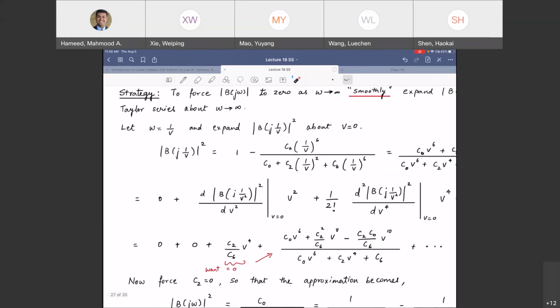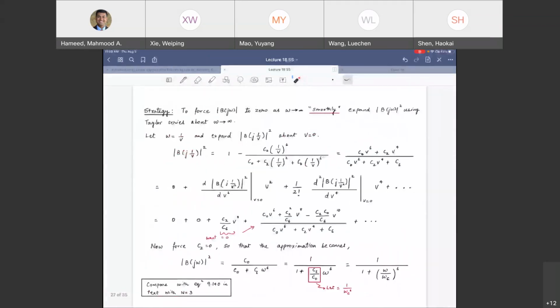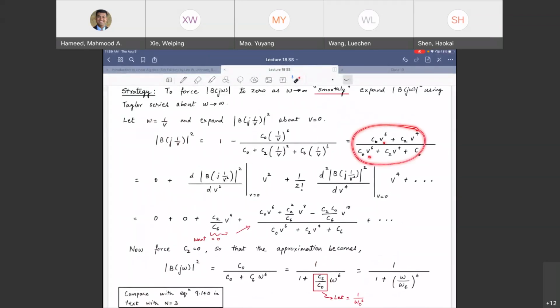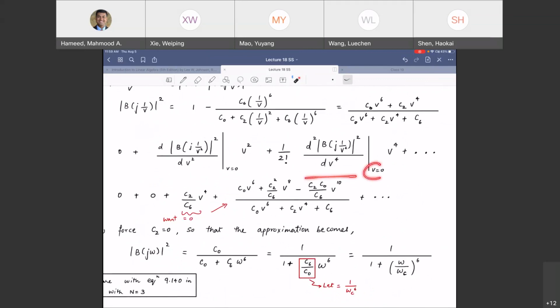We will expand this using the Taylor series, which means: function evaluated at 0, plus derivative of the function at 0 times v, sorry, in this case it will be v squared, next, second derivative at 0 multiplied by v to the 4, and so on. When you evaluate the first term, you get a 0. If you plug in v equals 0 here, everything is 0. First derivative, evaluate at v equals 0, multiply by v squared. Next, second derivative at v equals 0, multiply by v to the 4, and so on.